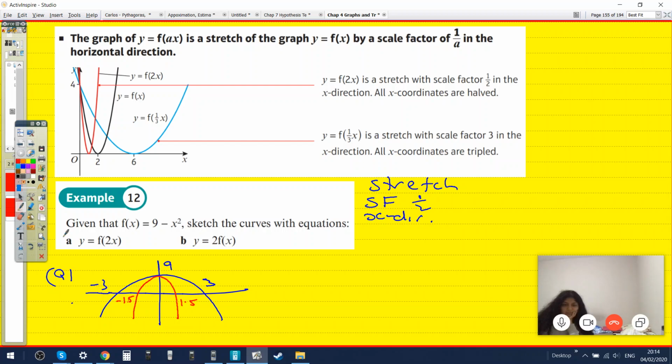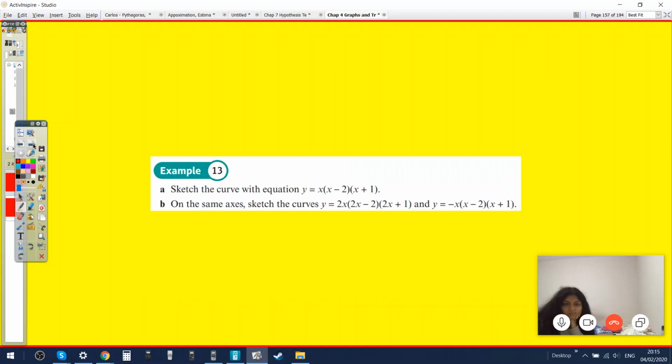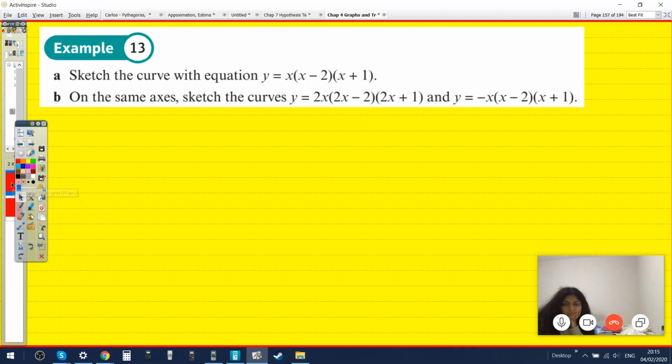And then we have part B, which goes there and there, but up to 18. So let me try this. There we go. That's 18. That one's B, and red is A. That one goes from minus 1.5 to 1.59, and then 18, 3, minus 3. Grand. Sketch this curve. How would we go about doing part B?